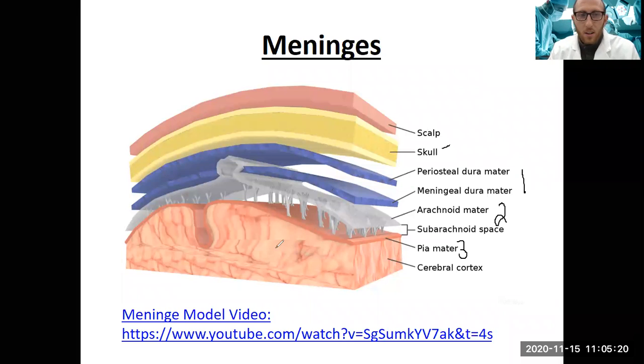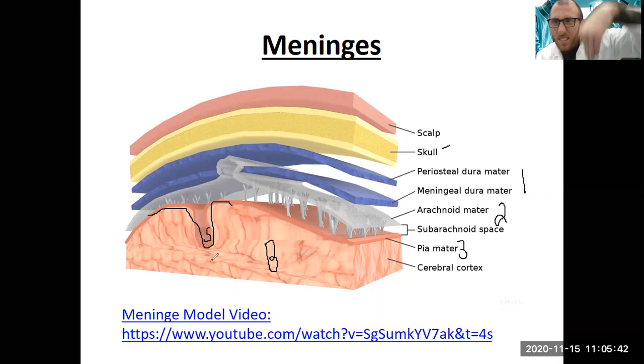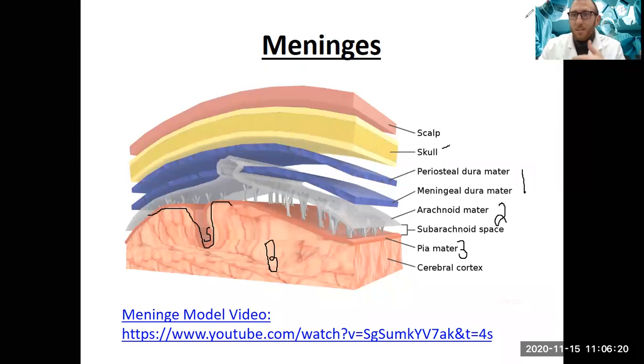Now, if you watch that video, you would know that the pia mater actually is the only one that goes deep within the brain. So this is the brain down here. Let me give it a B for brain, cerebral cortex. That is the brain. But the brain has what's called sulci and gyri. Your sulci are these divots, these valleys. And in the valleys, or the sulci, the pia mater travels down those valleys, but no other meningeal layer does that.